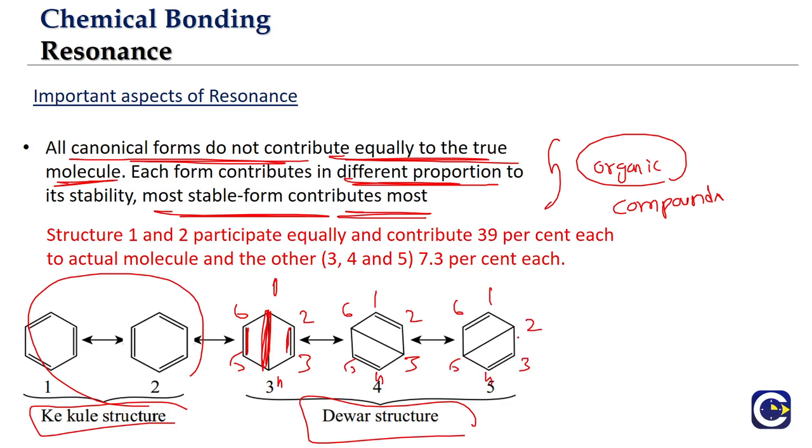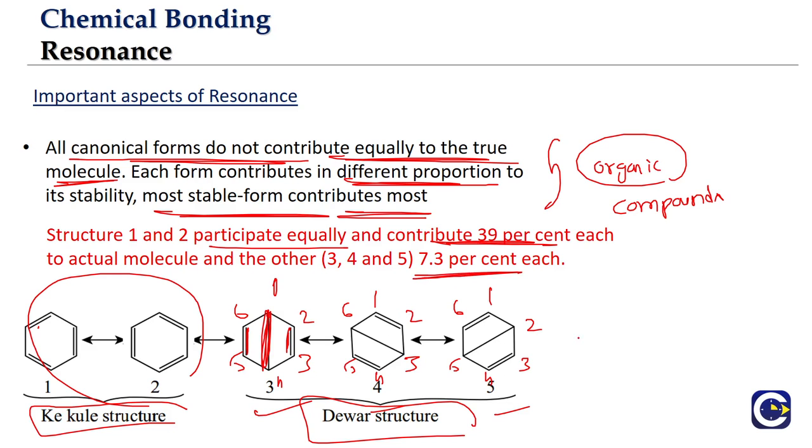Dewar structures. Now if you look at the contribution, the structures 1 and 2, which we call Kekulé structures, their contribution will be 39% each, because they are identical. This will give 39%, this will also contribute 39% for the actual molecule. But structures 3, 4, 5, these are the less stable ones, they are contributing only 7.3% each for the true molecule.